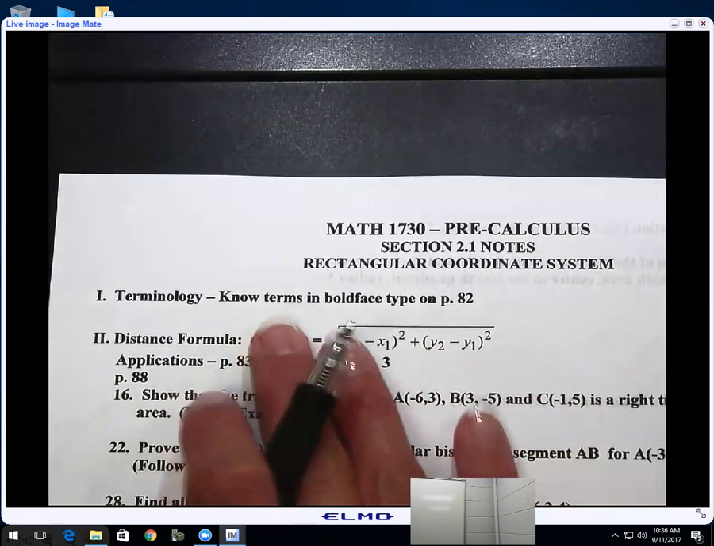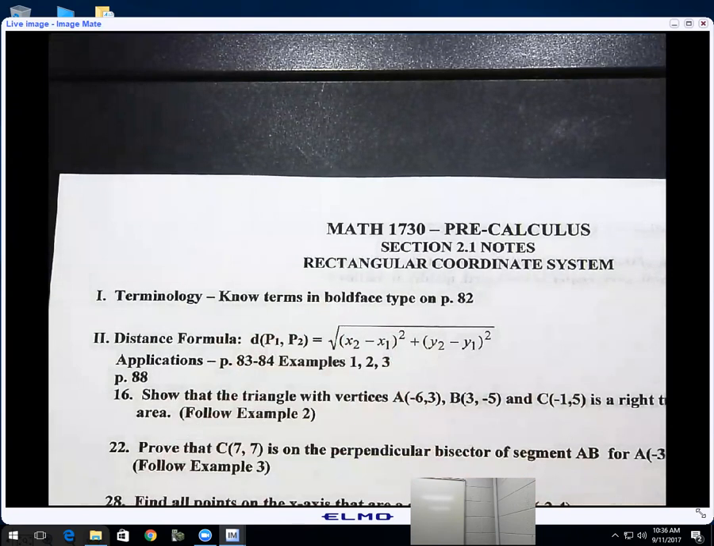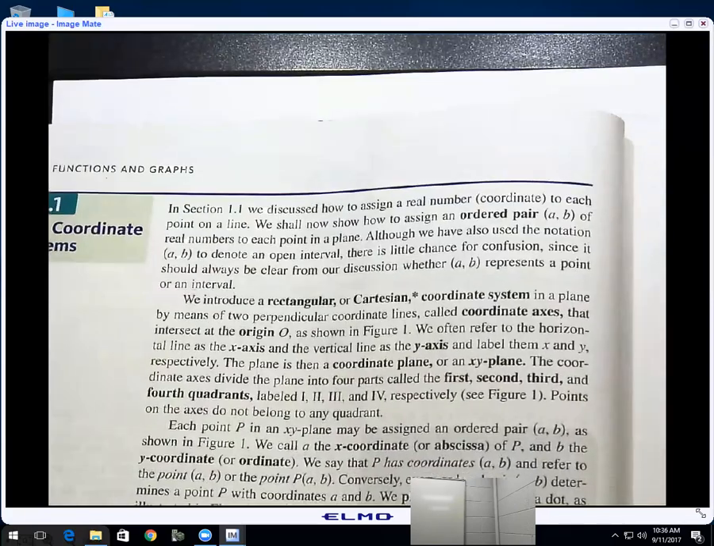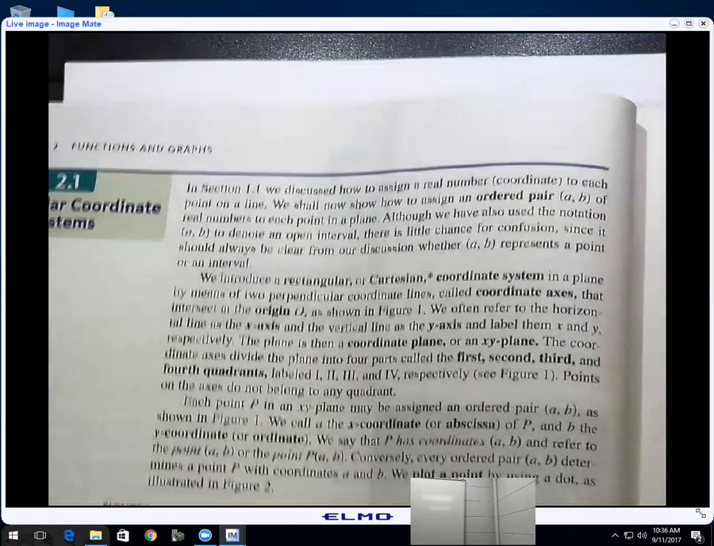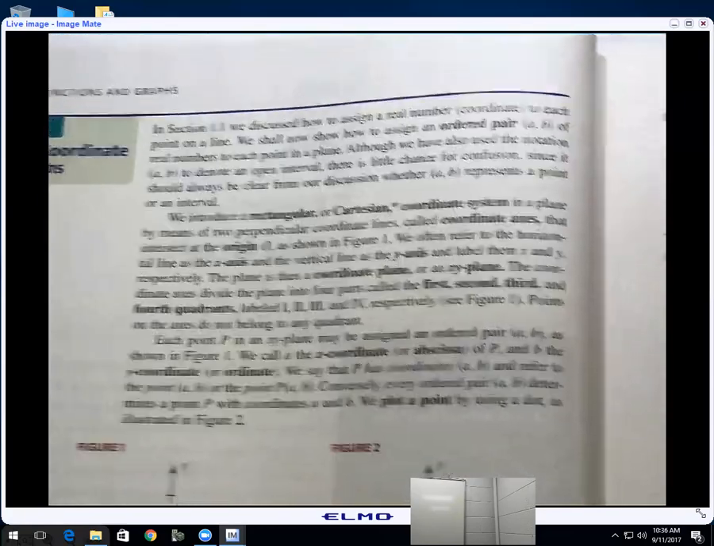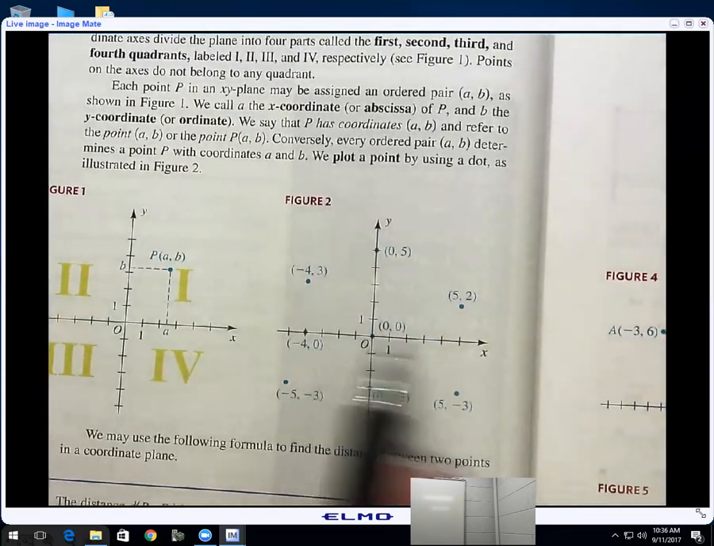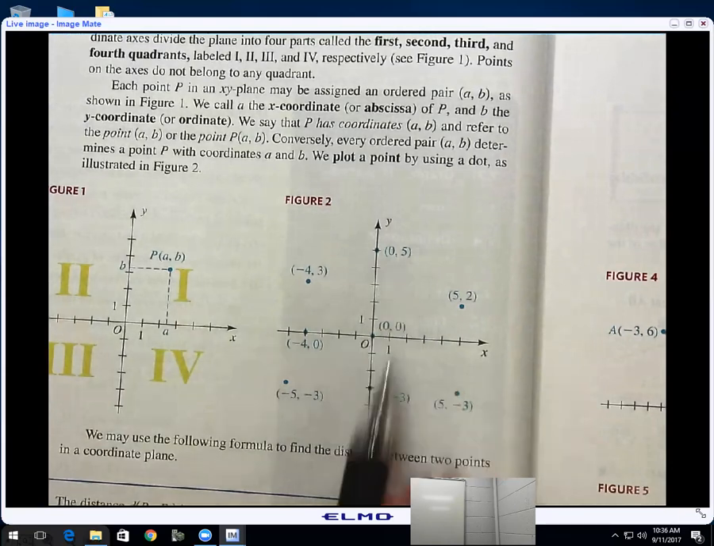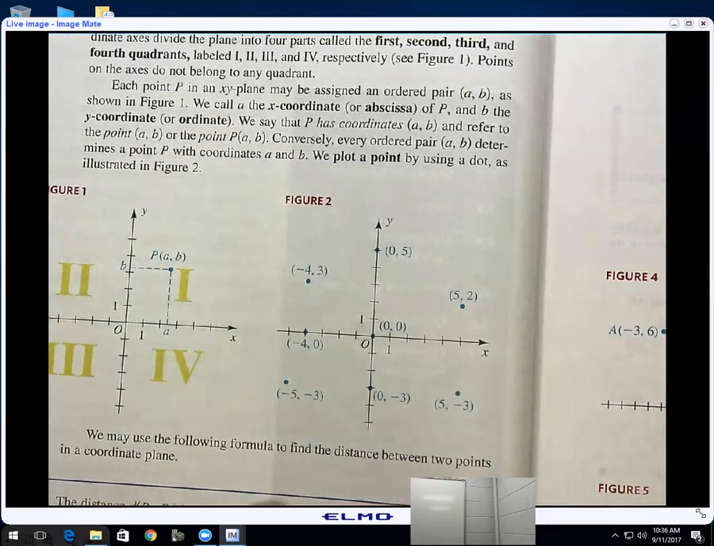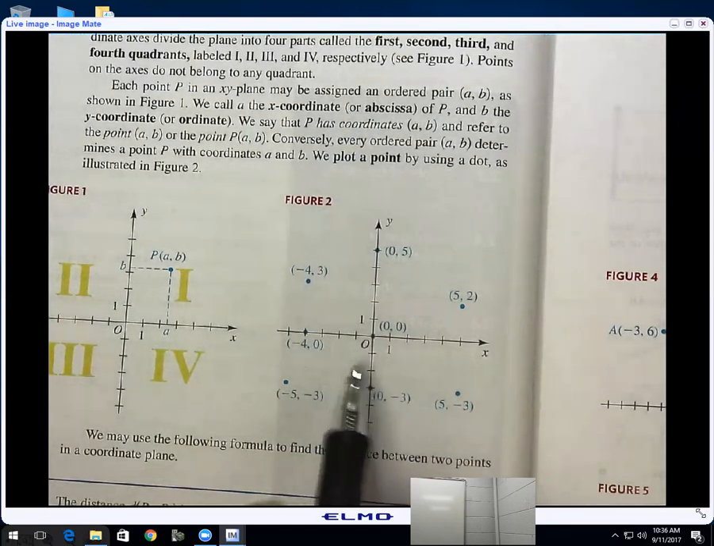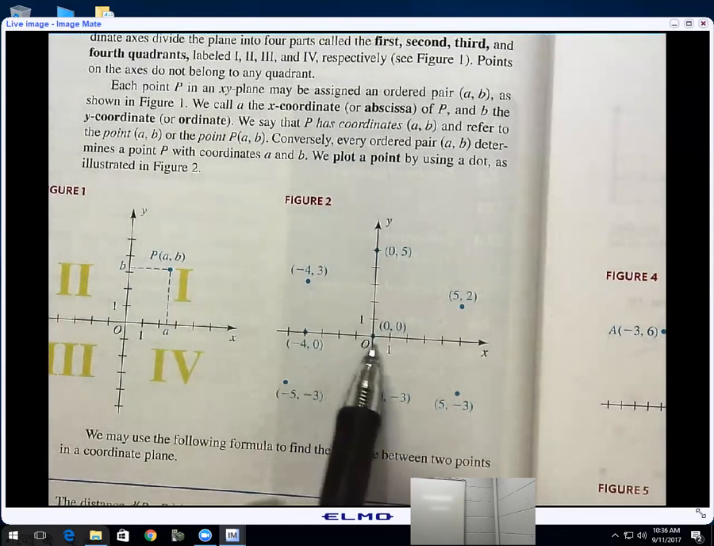You need to know all the boldface terminology on page 82. Ideally, you could take all those boldface words and just write your own paragraph with them, because you understand that when you cross a horizontal number line with a vertical number line, you get the Cartesian coordinate system, named for Rene Descartes, who came up with it. The point where the two lines cross is called the origin.